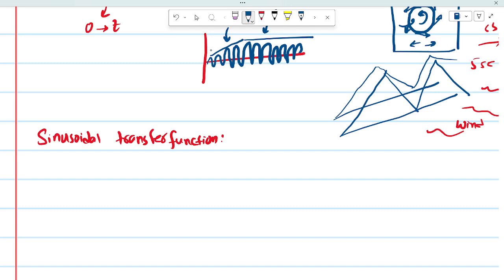When such a system is subjected to a sinusoidal force, the system will tend to vibrate at its natural frequency. And not only its natural frequency, it will also vibrate at the frequency of the input force. Let's take an example of a mass spring damper system.